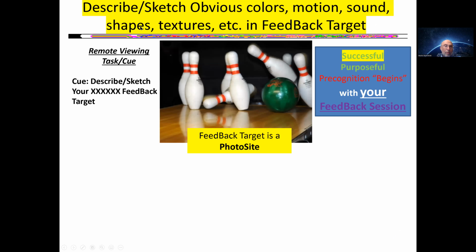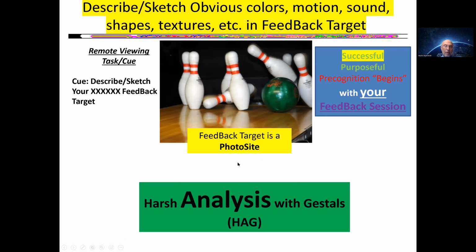Okay, so your job is to describe and sketch obvious colors, motion, sound, shapes, texture, etc. in the feedback target. Now, the feedback target is a photo site, but I want to introduce you here. We've talked about analysis. We have developed, and I'll actually give you a little background on this later when we get there, something called HAG, harsh analysis with gestalts. And I want to give you an example.